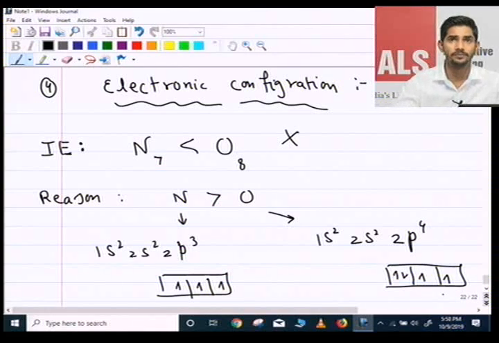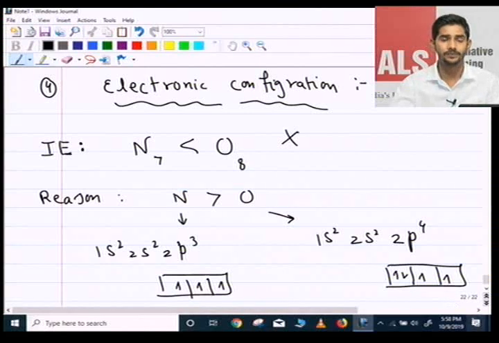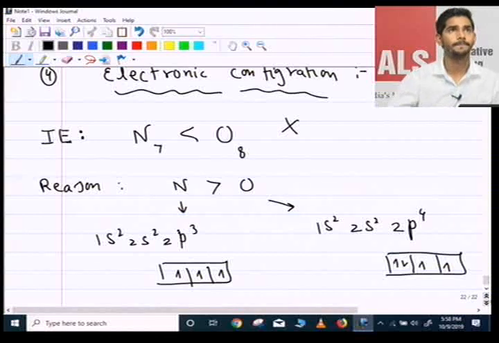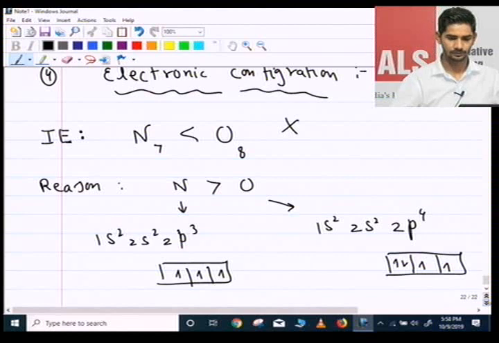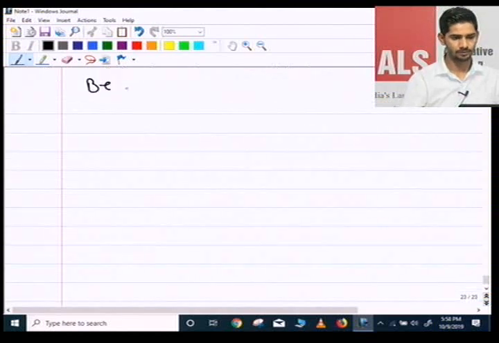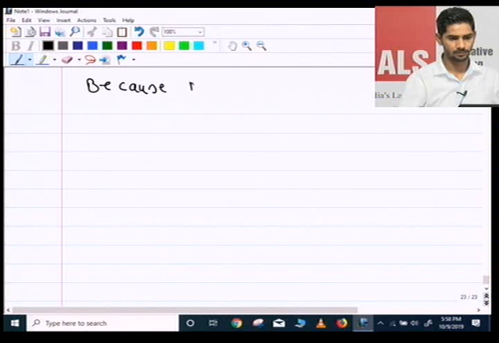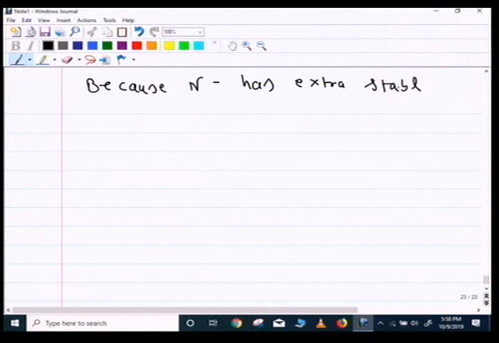You can please copy this one. Is it clear to everyone that nitrogen has the extra stable half filled configuration? That's why it has the higher ionization energy. Please copy this. And you can write the explanation as well. See, because nitrogen has extra stable half filled configuration.